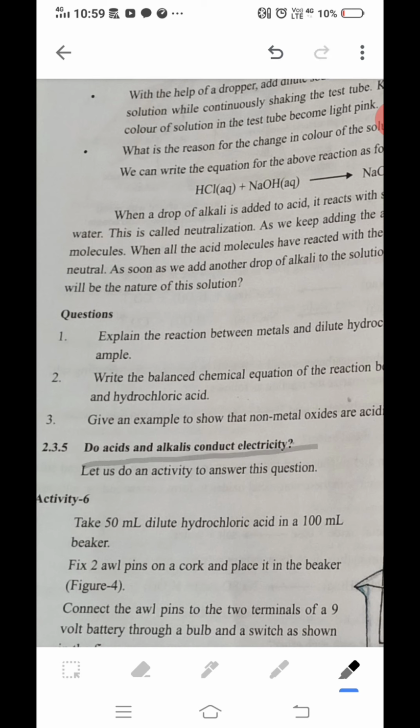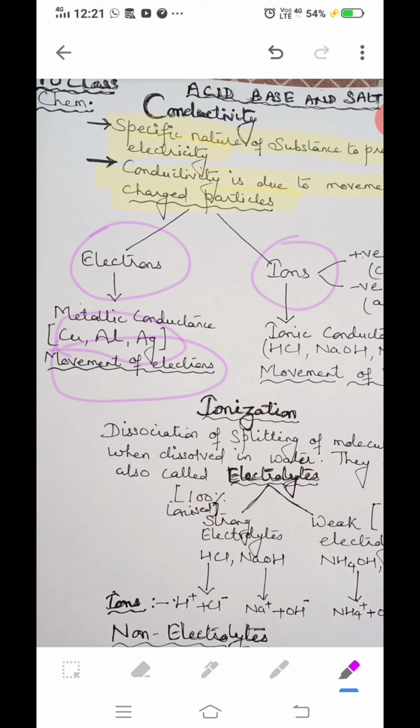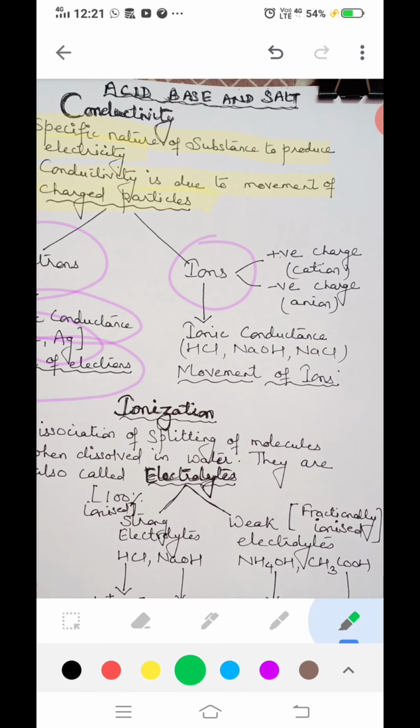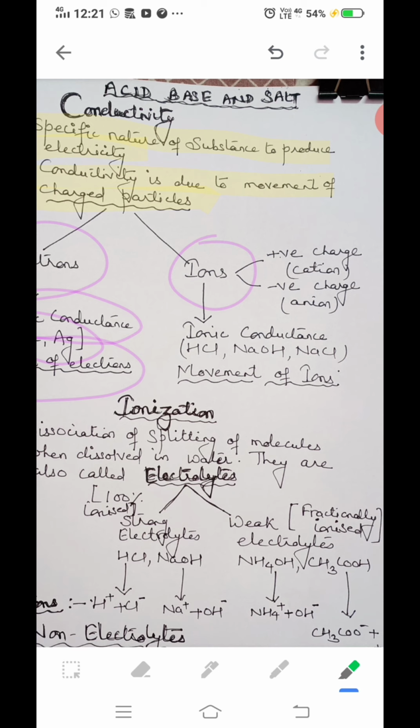Like here you can see some of the metals like copper, aluminium and silver. They are good conductors of electricity because of the movement of their negatively charged particles called electrons, and such type of conductivity is called metallic conductance as it is offered by metals. Now another type is ionic conductance. In ionic conductance, the charged particles are positively charged particles called cations and negatively charged particles called anions. When these charged particles come into movement, their movement also produces conductivity. That conductivity is said to be ionic conductance.